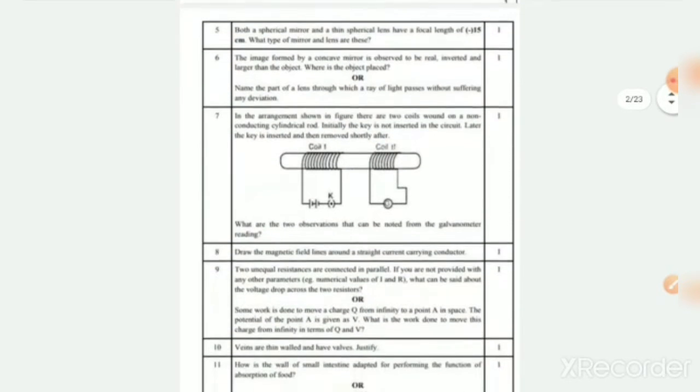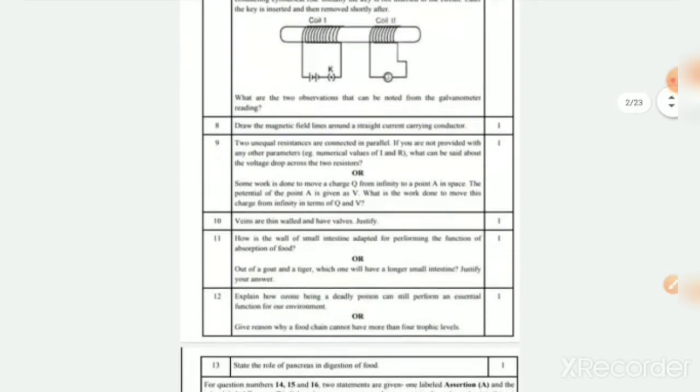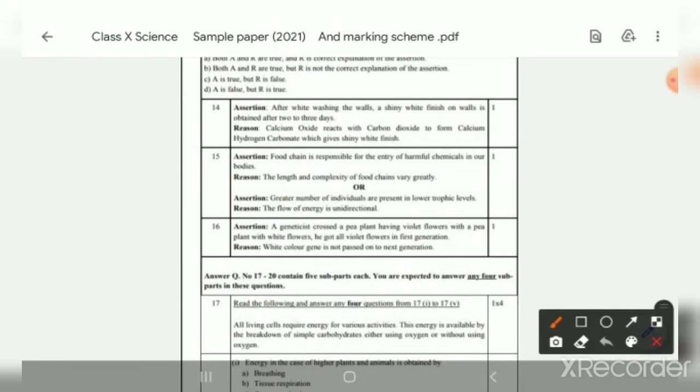Some questions here are based on a diagram. So whenever you draw a diagram, you must label the diagram, otherwise you can't get the marks. And see here, some questions are based on assertion and reason. So here is also given a choice. So you solve either this problem or this problem.